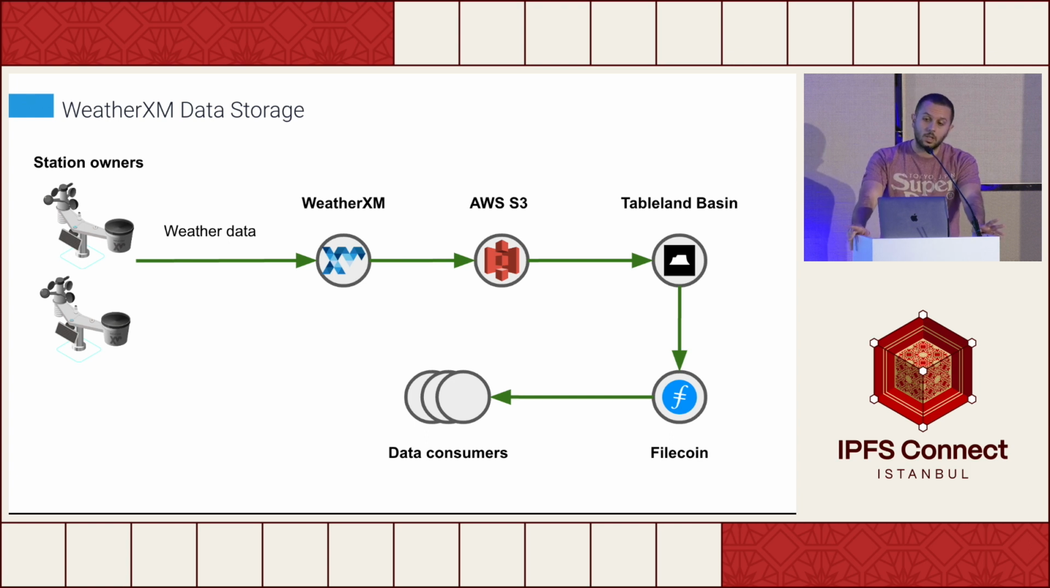And from there, we are using a tool that has been developed by Tableland, which is called Basin. And it is the tool we're currently using to put all of those data on Filecoin, and it's also providing us with a way to index those data and guarantees about storage. And the next step is data consumers, which we're going to say a little bit about towards the end of the presentation. So the two middle bullets, which is WeatherXM and S3, this is the bit that right now we are trying to make a little bit more decentralized so that it's not relying on any centralized entity for the data to reach IPFS.